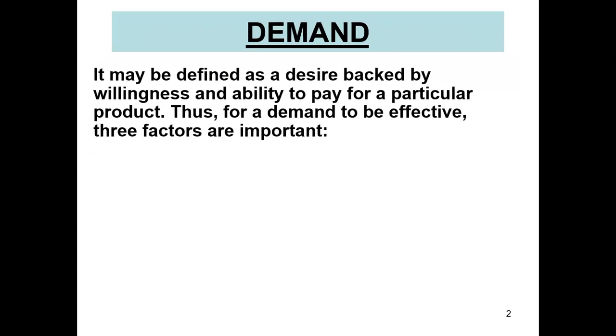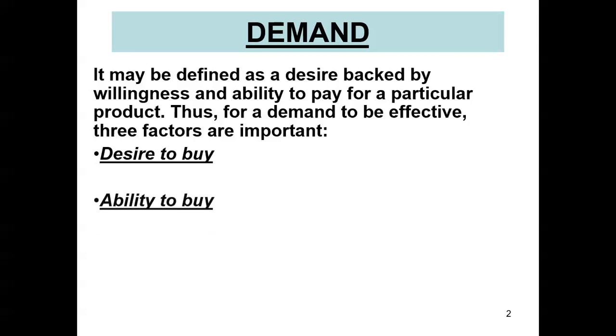First and foremost, what exactly is demand? Demand for a commodity refers to the quantity of the commodity that people are willing to purchase at a specific price per unit of time. In other words, it can also be defined as a desire backed by willingness and ability to pay for a particular product. Thus, for demand to be effective, there are three factors. First is desire to buy, and ability to buy, and willingness to buy.